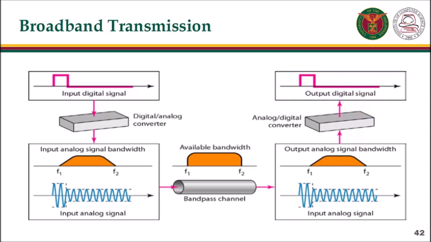At the receiver, the received analog signal is converted to digital, and the result is a replica of what has been sent. Take note that if the available channel is a bandpass channel, we cannot send the digital signal directly to the channel. We need to convert the digital signal to an analog signal before transmission.